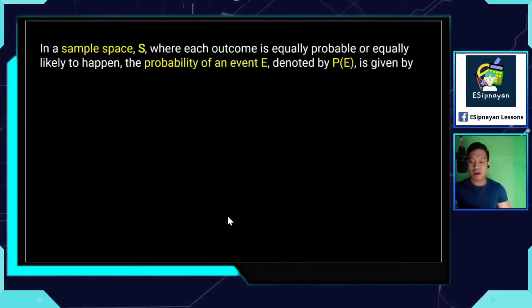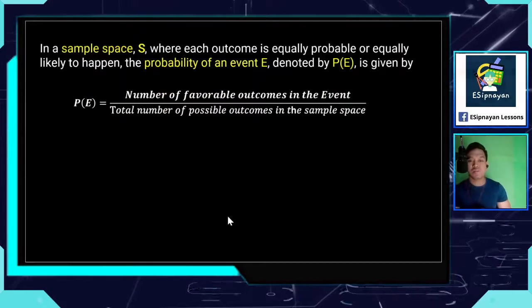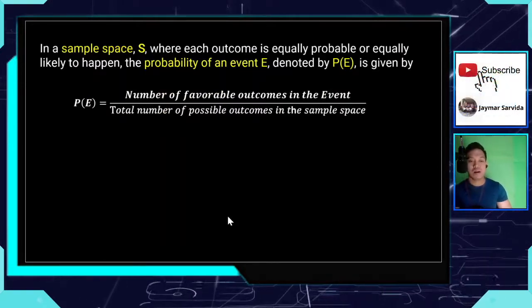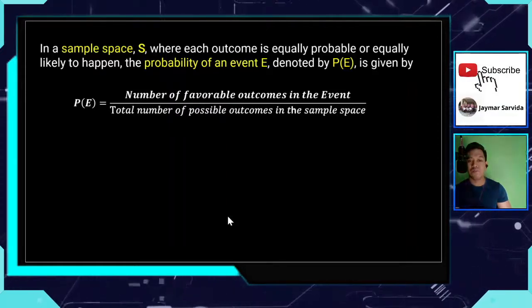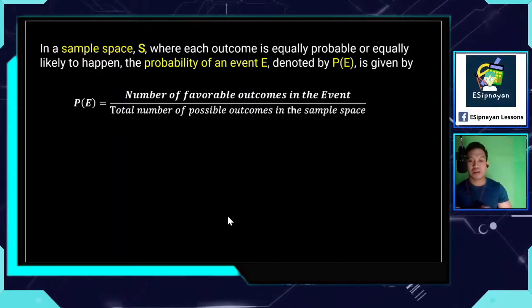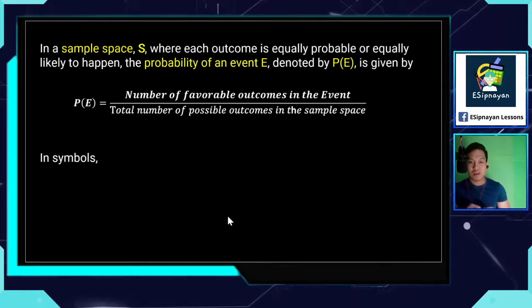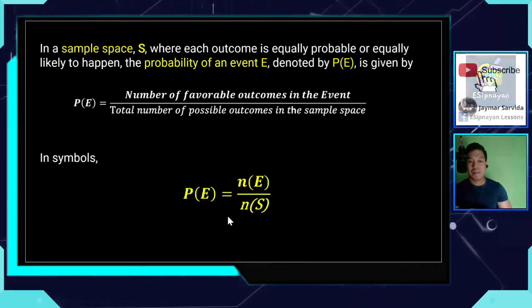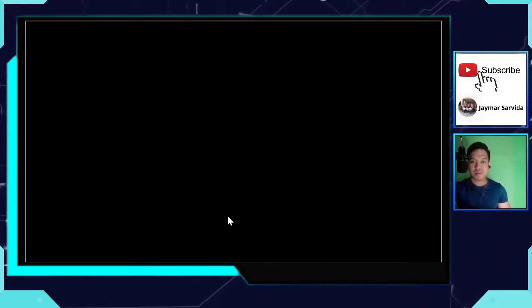is given by, so ito yung ating formula to find the probability of an event E. The probability of an event E is equal to the number of favorable outcomes in the event divided by the total number of possible outcomes in the sample space. So in symbols, we have P of E is equal to N of E divided by N of S. Okay? So let's have an example.